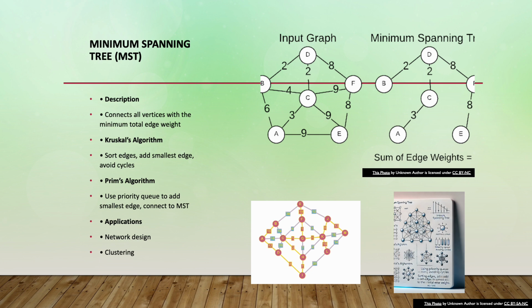A minimum spanning tree, MST, connects all vertices in a graph with the minimum total edge weight. Two primary algorithms for finding MSTs are Kruskal's and Prim's algorithms. Kruskal's algorithm sorts edges and adds the smallest edge weight, avoiding cycles, while Prim's algorithm uses a priority queue to add the smallest edge connecting to the MST. MST algorithms are crucial in network design and clustering.